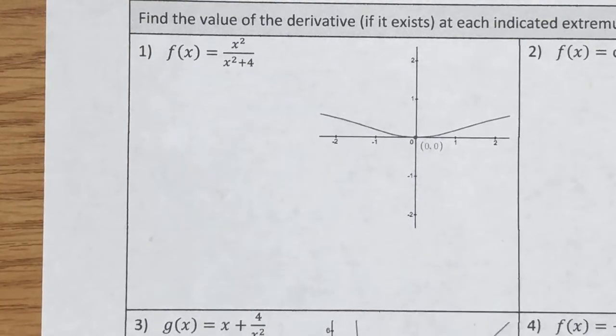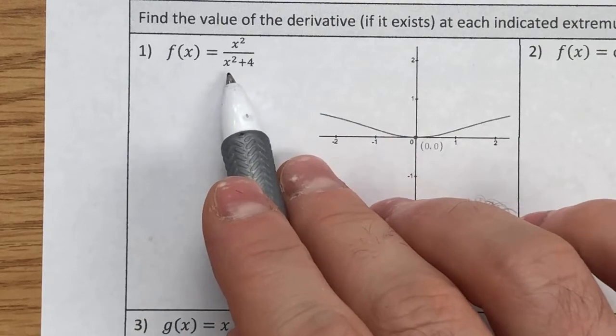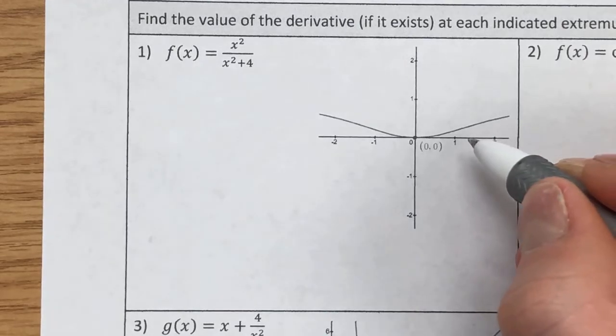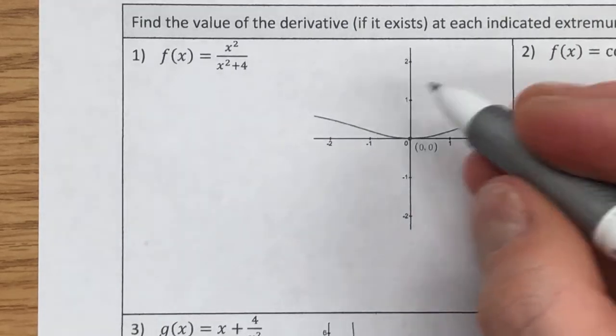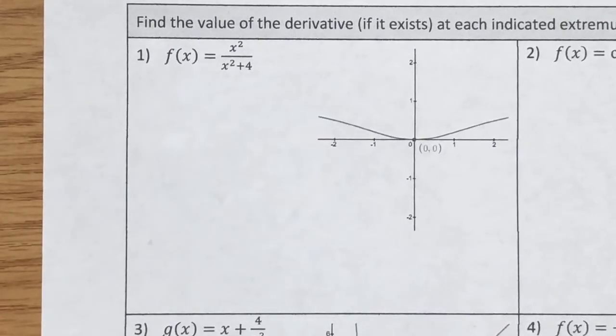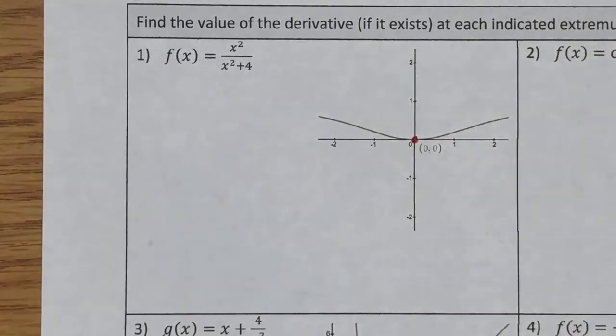Now number one, we have this graph of f of x equals x squared divided by x squared plus 4, which gives us this generalized shape. And we want to find the value of the relative extrema, or the critical value at 0, 0. So I want to find out what is the value of the derivative at this point on the graph.